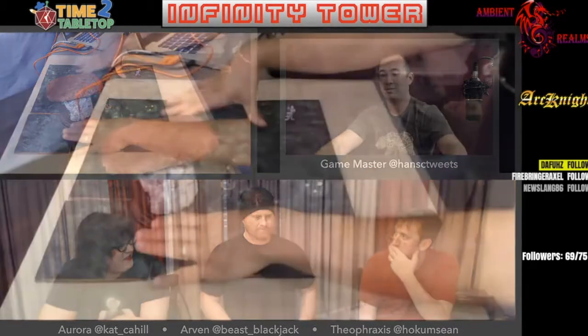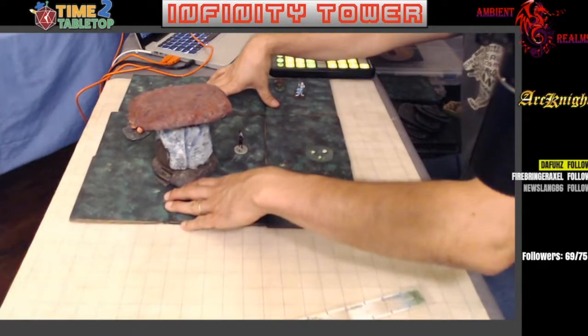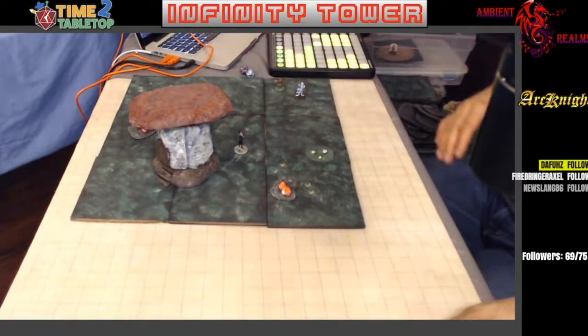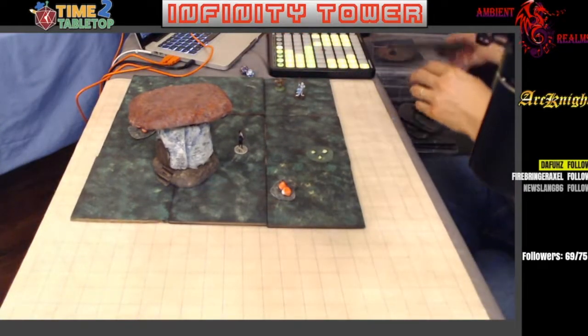Arvin is striking towards the mushroom. Do you have any sort of detection abilities about evil things? Oh, yeah. Not Detect Magic, prepared.